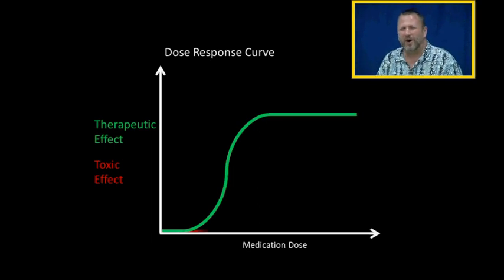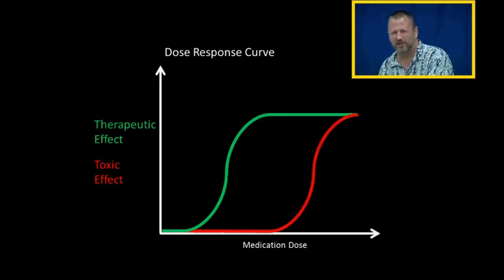Well, drugs also have toxic effects, unwanted effects. And again, if we have no medication, we have no toxicity. But if we continue to add medication, we eventually get to the point where we have toxic effect. And if we continue to add medication, we'll eventually reach maximum toxic effect. We have the potential to end up with lethality. So notice my therapeutic effect matches the agonist dose response curve, as does my toxic effect match the agonist dose response curve. Notice again, no drug, no therapeutic effect, no toxic effect.